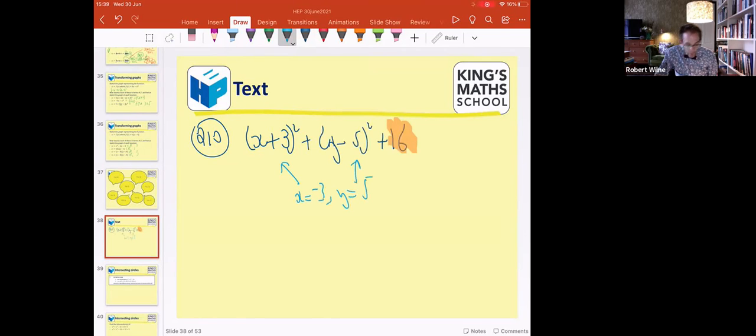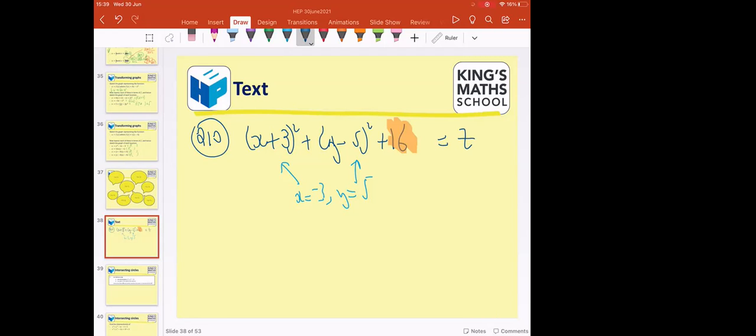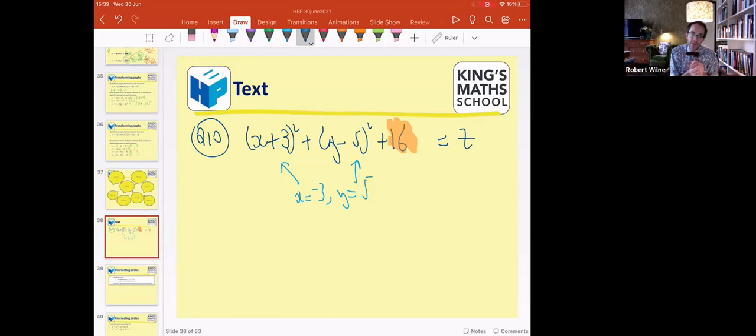So what you've got here is a surface. You've got z equals, a two-dimensional surface in three-dimensional space. So you've really got a surface with z values, and the lowest the z value can be is 16, and that happens when x is -3 and y is 5.